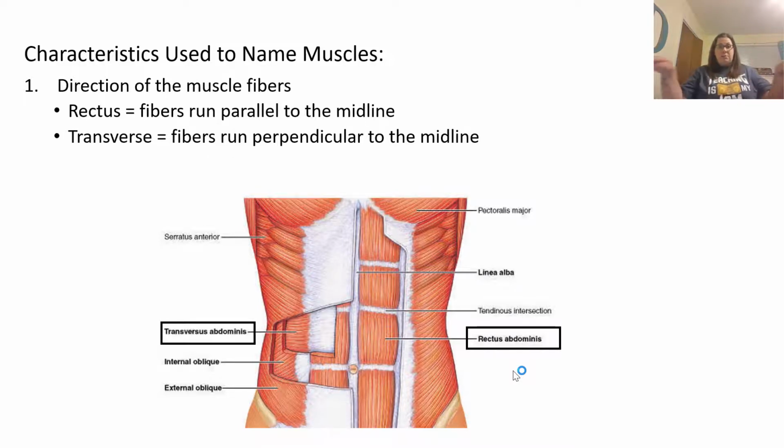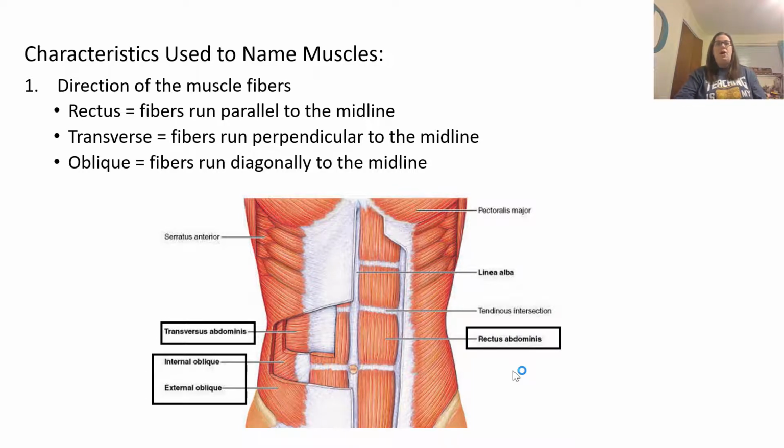We also have transverse. Transverse means they're going to run from side to side like a transverse plane. These fibers run perpendicular to the midline. An example here is the transverse abdominis, your abdominal muscles that are running this direction. Oblique is going to be at an angle. So these fibers are running diagonal to the midline, and these are your internal and external oblique muscles, which again are part of your abdominal muscles.